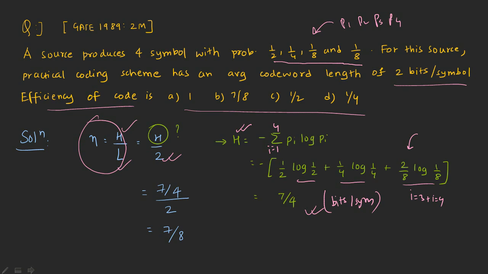Once you get this 7 by 4, plug in that value here, 7 by 4, and L was 2, so the answer is 7 by 8. A straight question, no manipulation. You should just know that efficiency is H by L, and it can be written as L minimum by L. So L minimum and H are the same, you should know that. L is always given in the question for GATE purposes, and H is the entropy. You know the formula, no doubt in that.